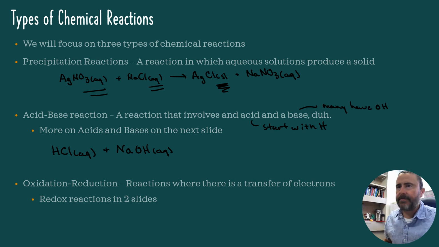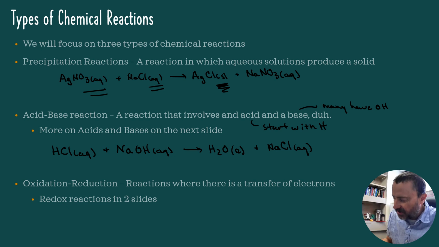All right, many of these have an OH. Now we'll see some other ones as well, but if, like I've got here, sodium hydroxide, if I see that OH, ding, ding, ding, there's a base. This is going to produce water. So acid-base reactions produce water and a salt.